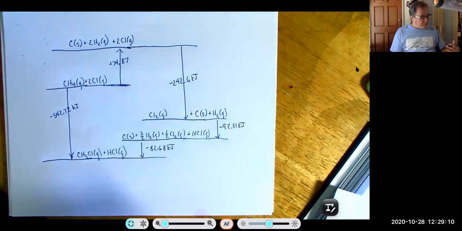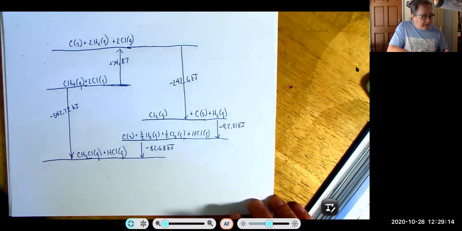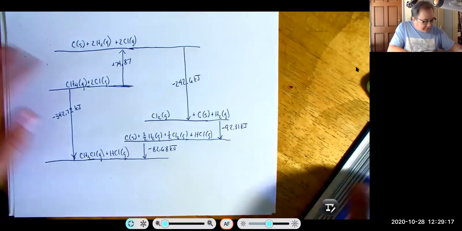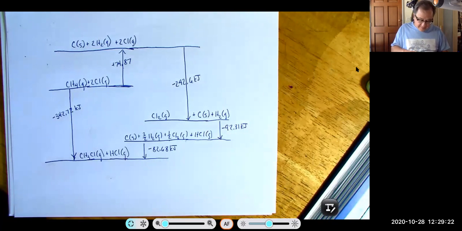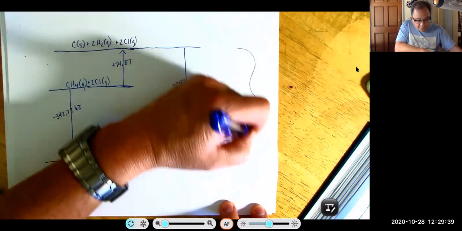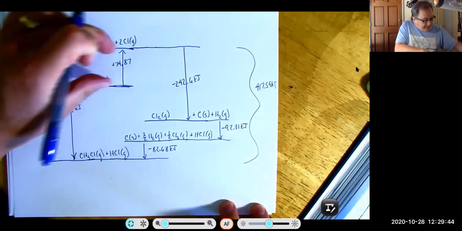And this shows the relationship between all 5 reactions. And I'm willing to bet that if we just look at these 3 values and add them up without regard to the negative, so I'm going to add them up, 242.6 plus 92.31 plus 82.68. This whole distance here is 417.59 kilojoules. What do you think will happen when I add these two numbers together?